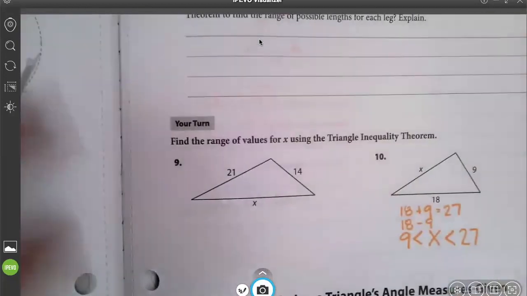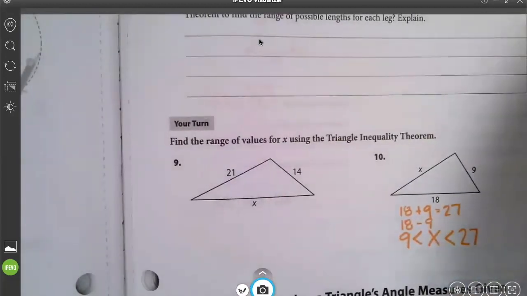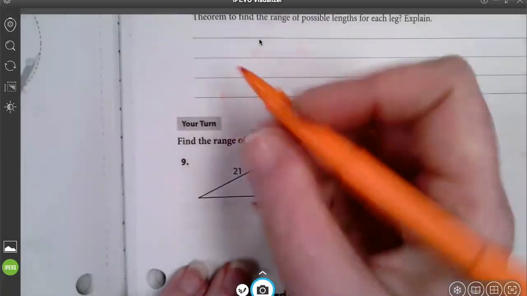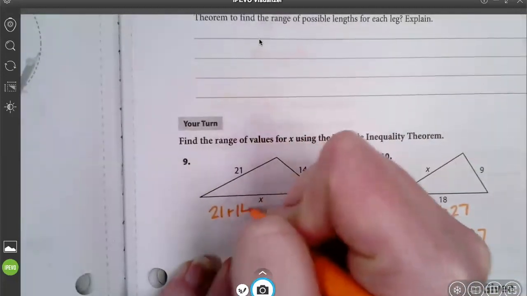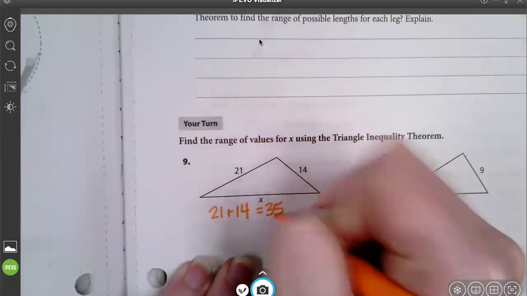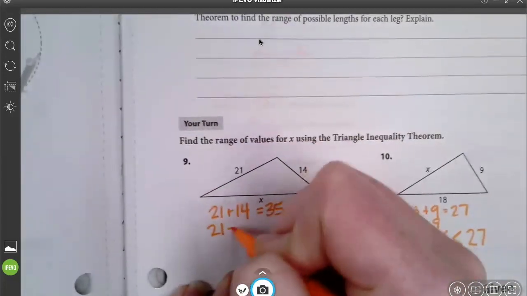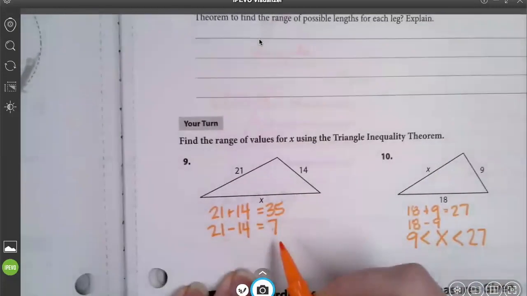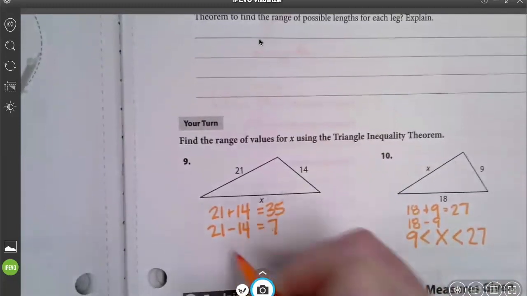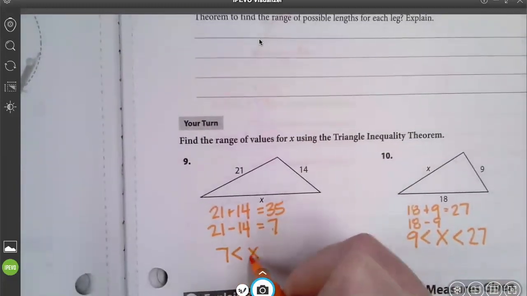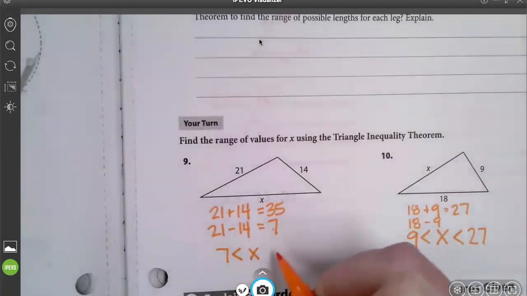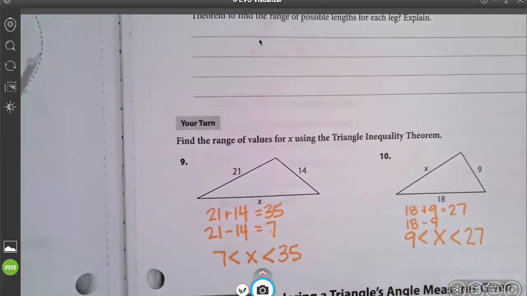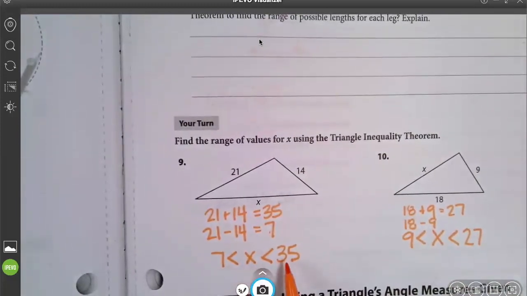Let's do that again with number 9. On number 9, we have 21 and 14. So we're going to add 21 plus 14, and that of course gives us 35. Then we subtract 21 minus 14. 21 minus 14 is 7. So these are the extremes of our range. 7 has to be less than our missing side, which is x, and x, our missing side, has to be less than 35. And so any values in between 7 and 35 would fit and make this a triangle.